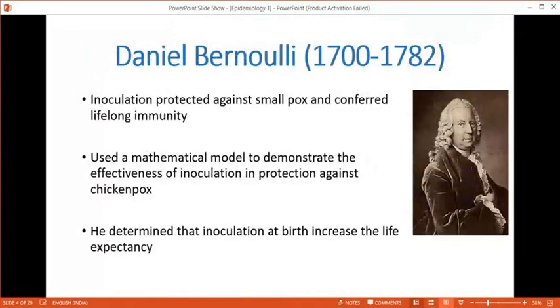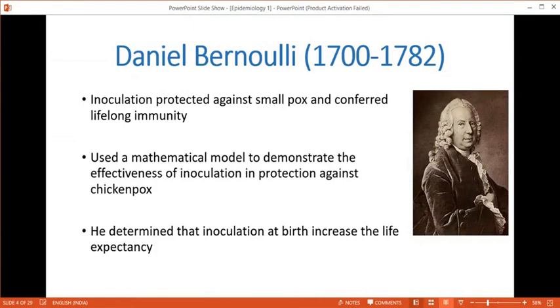And then Daniel Bernoulli. So you all know Bernoulli was the one who invented the vaccine against smallpox. So he was the first person to say that if you put the smallpox virus in. He was not able to say it was a virus. He said that if you inoculate the material from the infected person into another person, then the person will get a lifetime immunity.